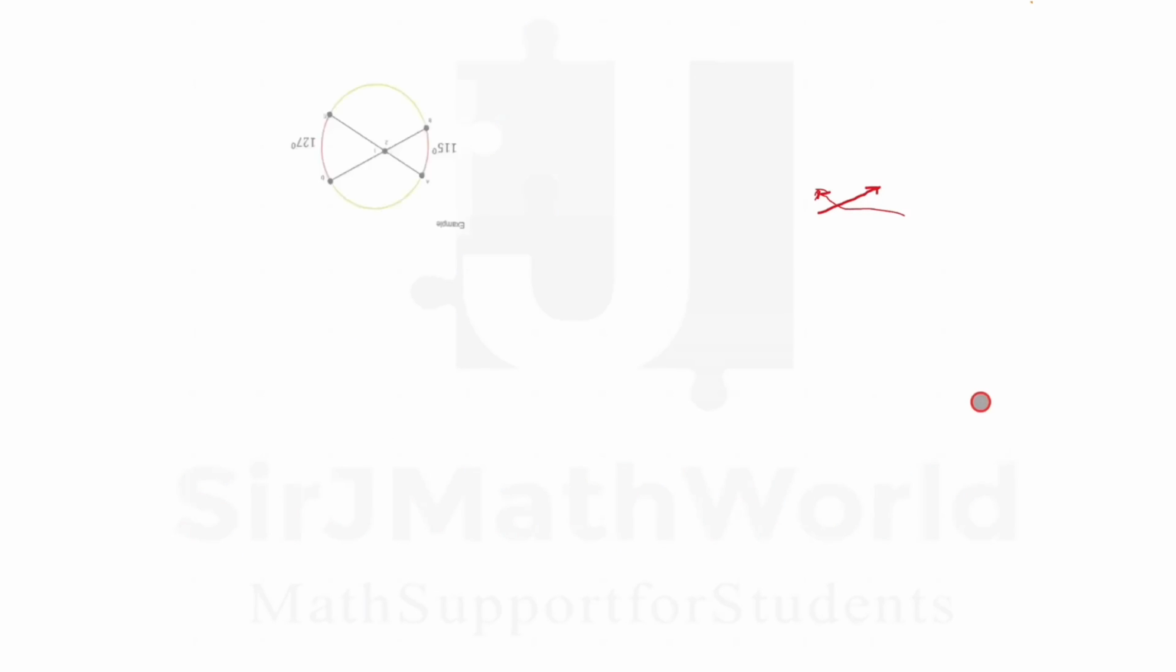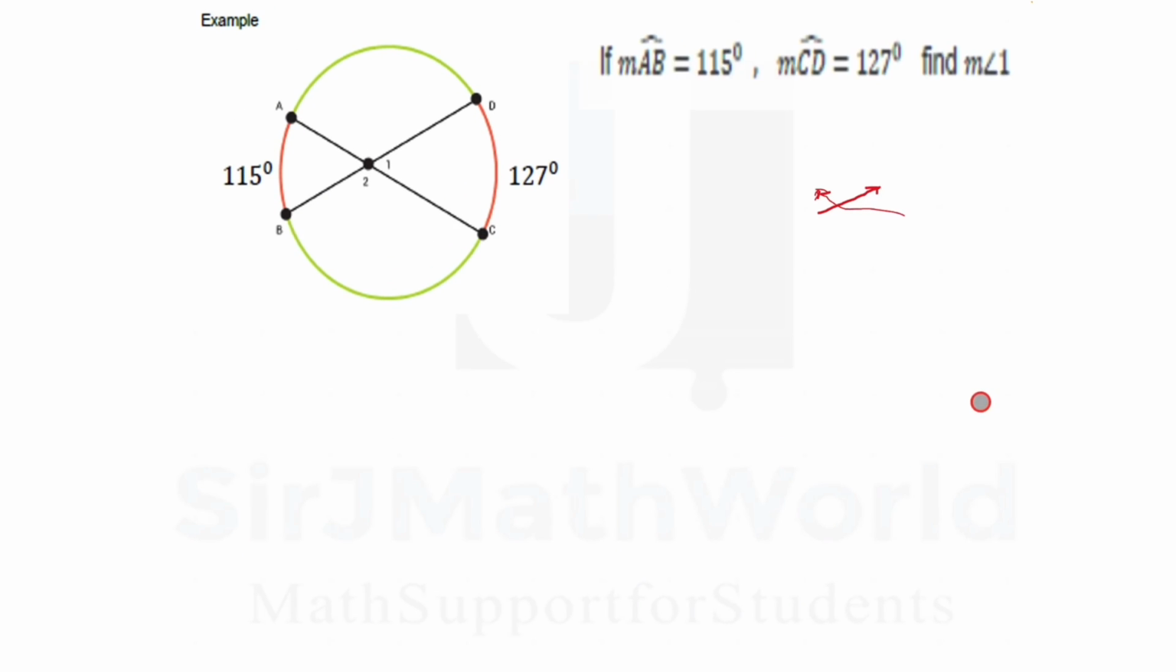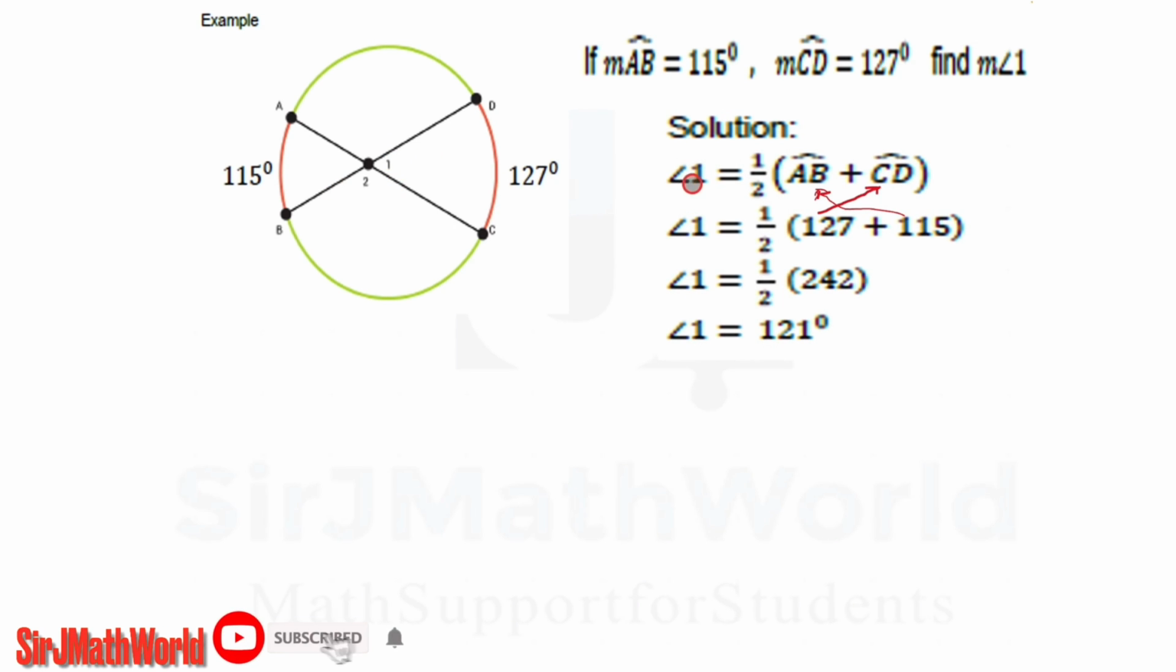Okay, so let's have the example. We have here the example, this is the figure and this will be the question, or the situation. So we have here if arc AB is equal to 115 degrees, and the measure of your arc CD is 127. Then we have to find for this angle 1. So, solution, magkakaroon tayo dito na to find for the angle 1. Angle 1 is equal to 1/2 of arc AB plus arc CD.